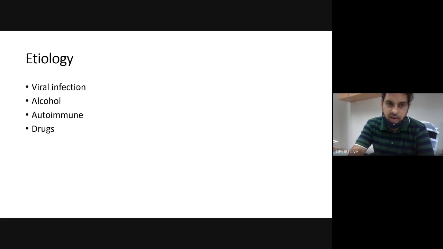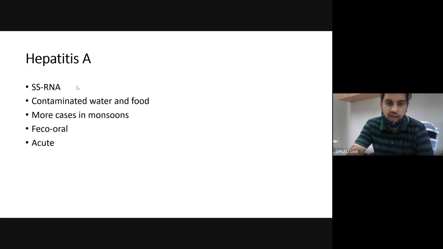Etiology, as I told you, viral infections. But of course, apart from virus, there are other reasons also, like excessive use of alcohol. Autoimmune means some antibodies have been generated in the body which destroy liver cells. So that is also one of the reasons. And as I told you, there are certain drugs which could also result in inflammation of the liver, that is hepatitis.